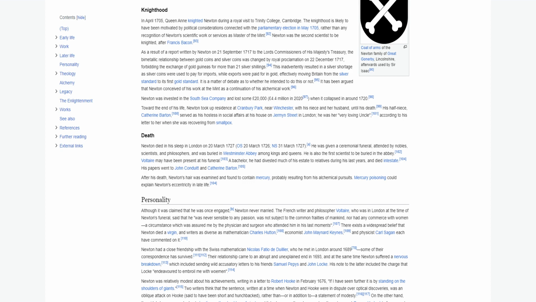It has been argued that Newton conceived of his work at the Mint as a continuation of his alchemical work. Newton was invested in the South Sea Company, and lost some £20,000 (£4.4 million in 2020) when it collapsed in around 1720. Toward the end of his life, Newton took up residence at Cranbury Park, near Winchester, with his niece and her husband, until his death.